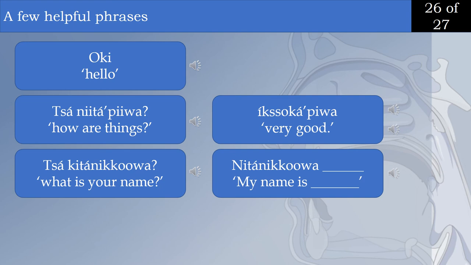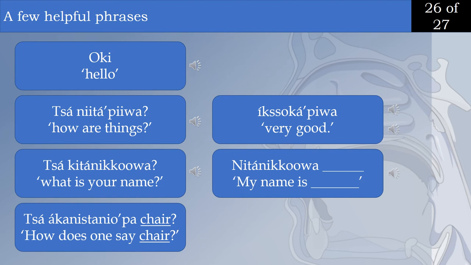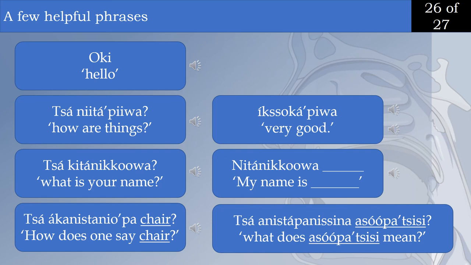No matter what language you're learning, you're going to want to learn how to say new words. To ask, for example, what is the Blackfoot word for a chair, you would ask this question. Or, if you encounter a word that you don't understand, you can ask what the meaning of that word is. Is a chair.